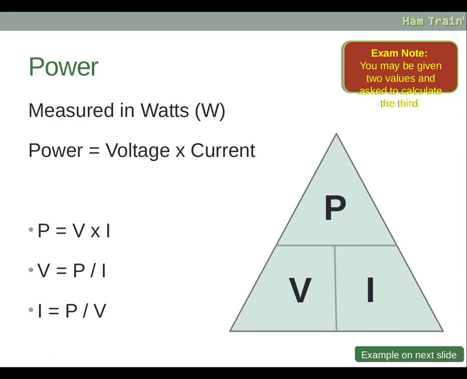The final calculation would be to calculate the current. And in order to calculate the current, we'll follow the same procedure. We will cover the I with our hand, which leaves visible the P over the V. So we know that we divide the P value by the V value. So for example, 10 watts divided by 2 volts. 10 divided by 2 would give us 5 amps. Current is measured in amps.